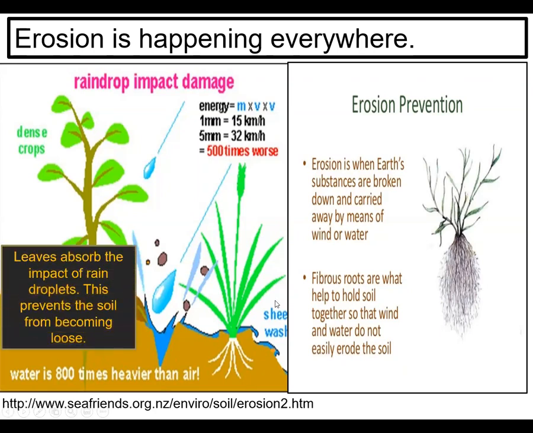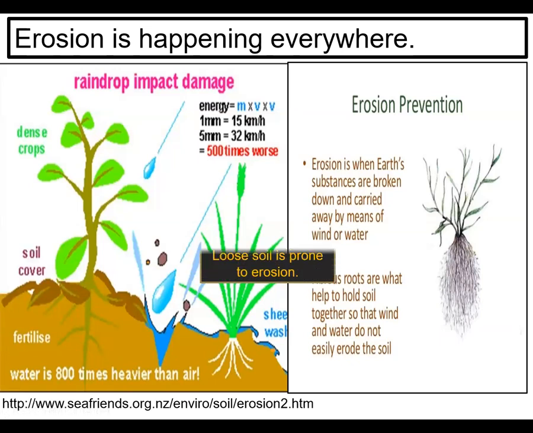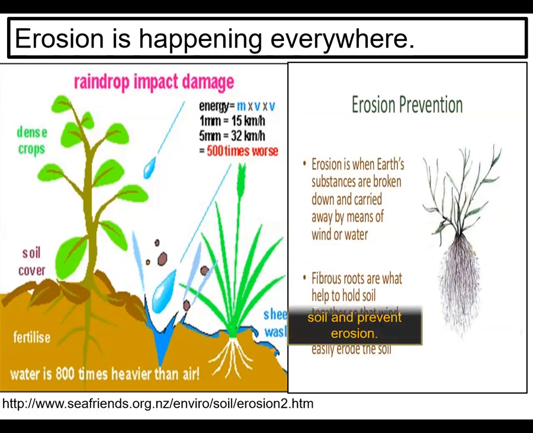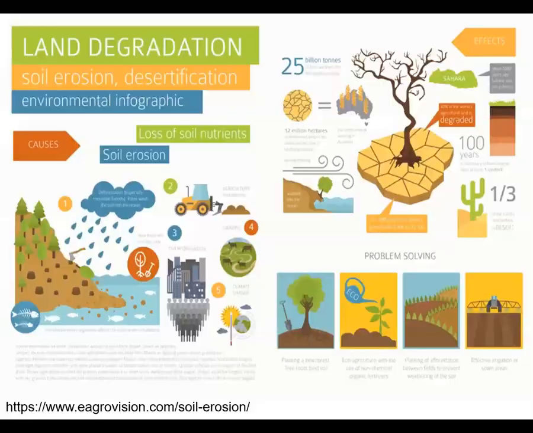The second way that the vegetation prevents erosion is because plants have roots, and the roots of vegetation, when I say vegetation, by the way, I'm referring to the plants, the different kinds of plants. The roots of the vegetation bind the soil and prevent erosion. So those are the two reasons why plants are very important in erosion prevention.